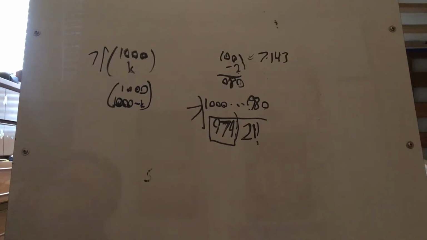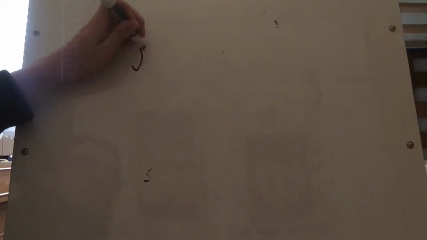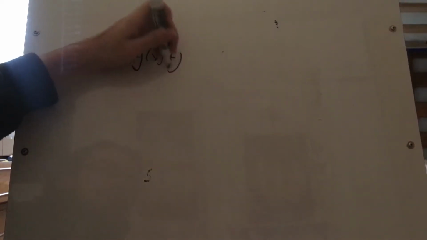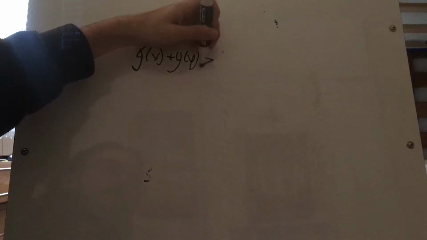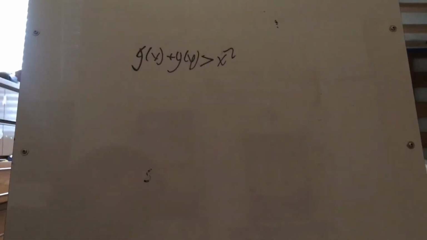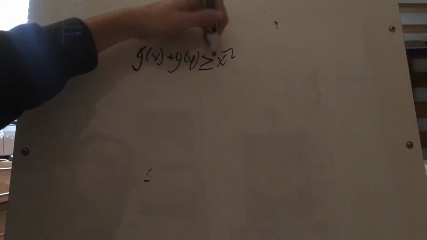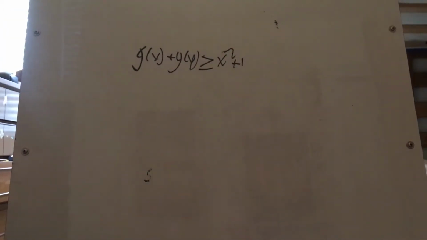Continuing on, we have problem number 10. And this one's going to be a harder one. So we have a function with the special property that g of x plus g of y is greater than x squared. And since the function is integer valued, we can rewrite this as greater than or equal to x squared plus 1. It doesn't really matter which one it is, so we're always going to assume it's the greater one.